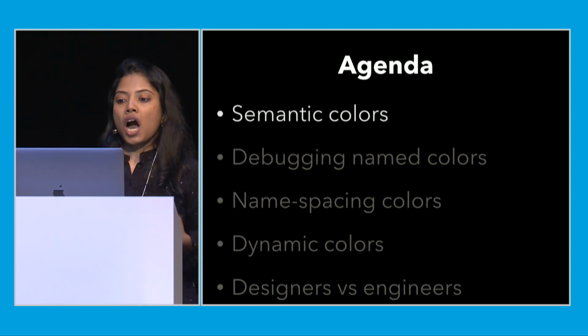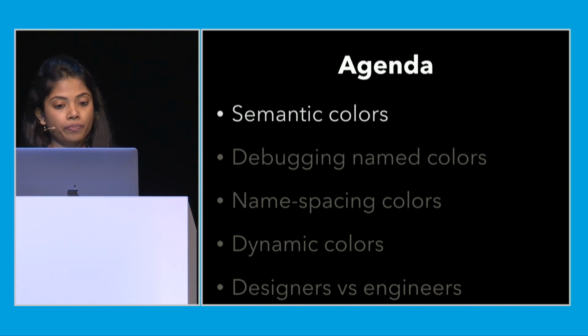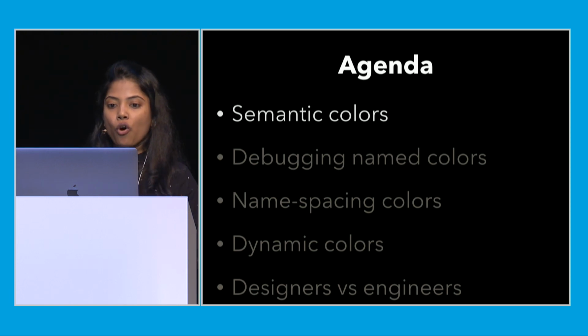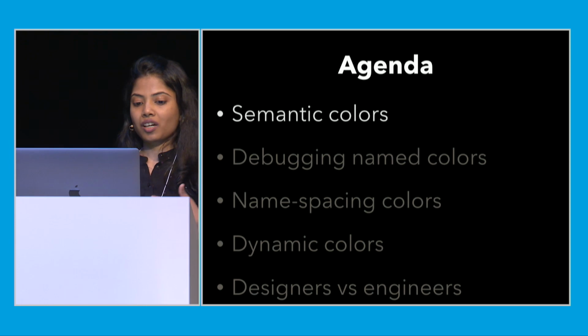Let's talk about how we can leverage semantic colors to support the dark mode in our app. I'm kind of building up on Alina's talk here, in which she nicely demonstrated how to support dark mode at the code level.